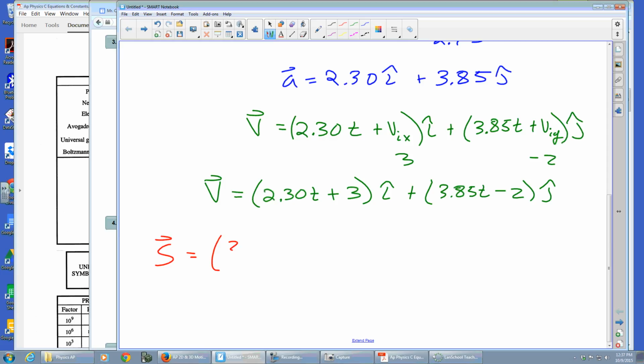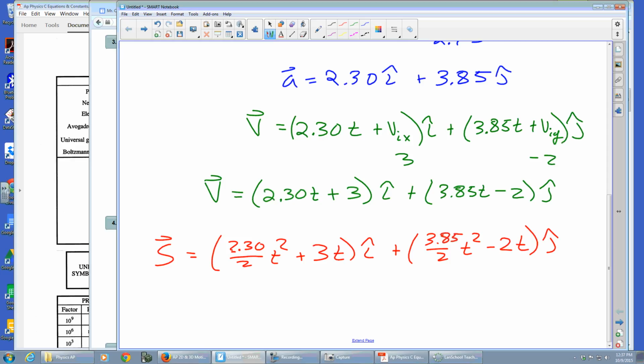But I'm going to have 2.30 over 2 t squared plus 3 t in the i direction plus 3.85 over 2 t squared minus 2 t in the j direction. And remember, I would bring constants in there, but I already know the constants are 0, so I'm not going to bother with them. Substituting, I would probably clean up a little bit before I actually put it into WebSign, but that should be your answer there. So.